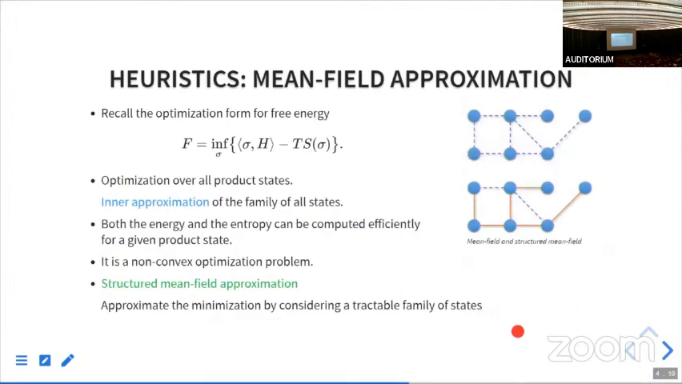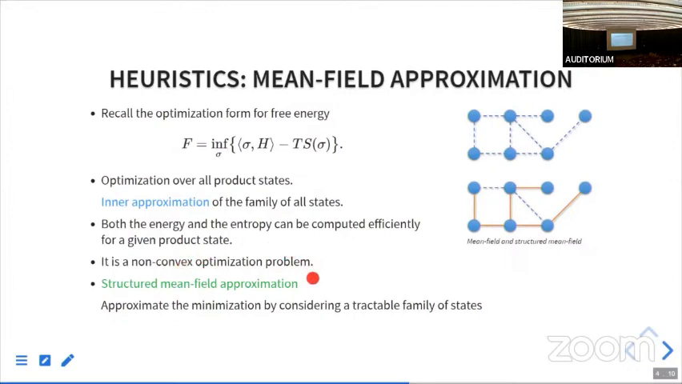Other heuristic methods include mean field approximations. Again, we consider such a minimization problem. We want to minimize this thing; you can compute the log partition function, approximate the partition function. If you consider, for example, the domain sigma to be all the product states, then you know how to compute the energy, and you know how to compute the entropy, because it's the sum of the local entropies. So you can easily do this calculation. Even though it's a non-convex optimization problem, you can usually efficiently solve these problems.